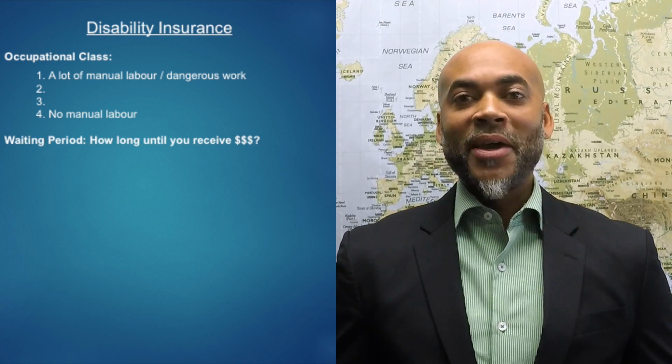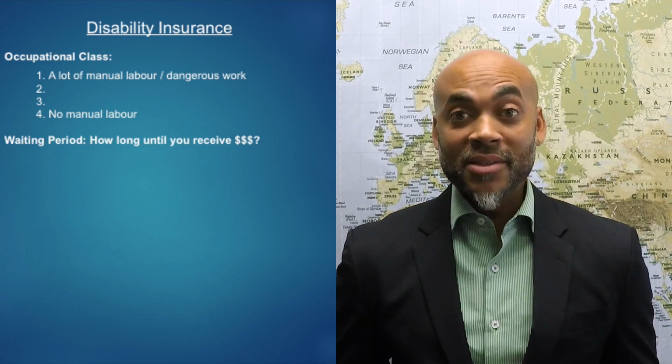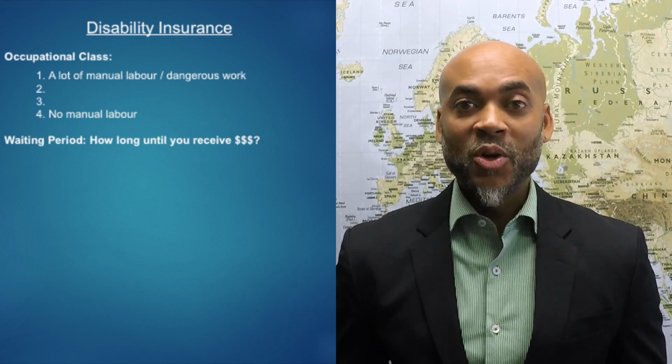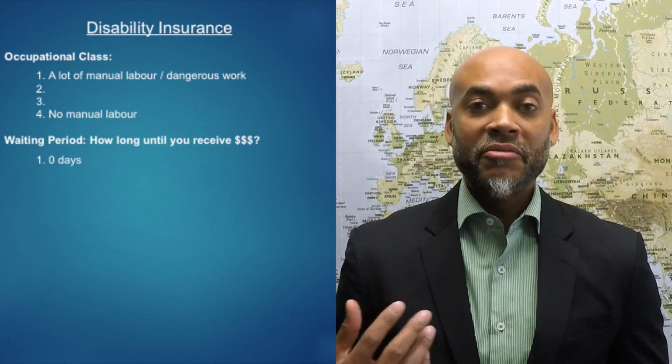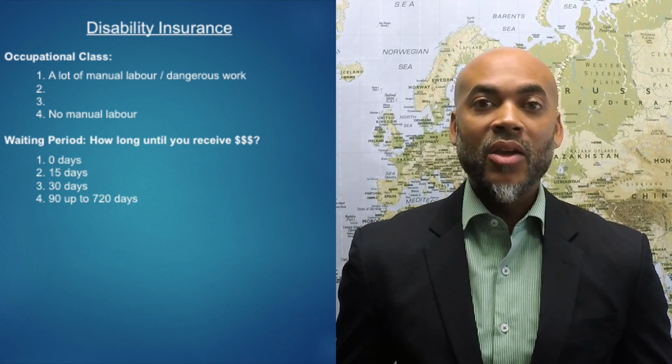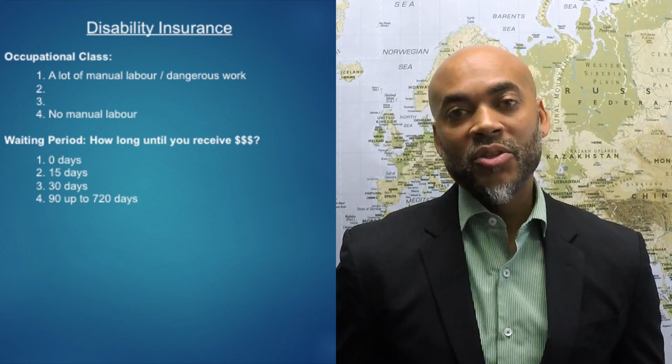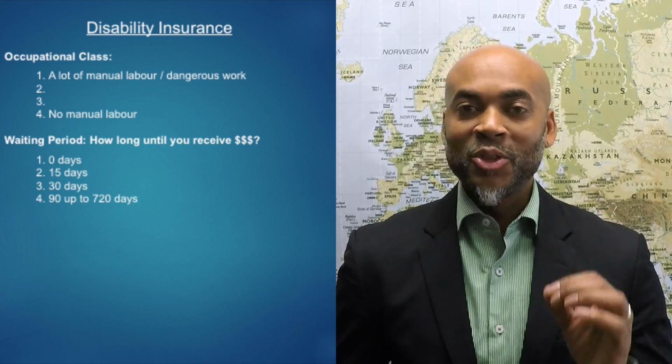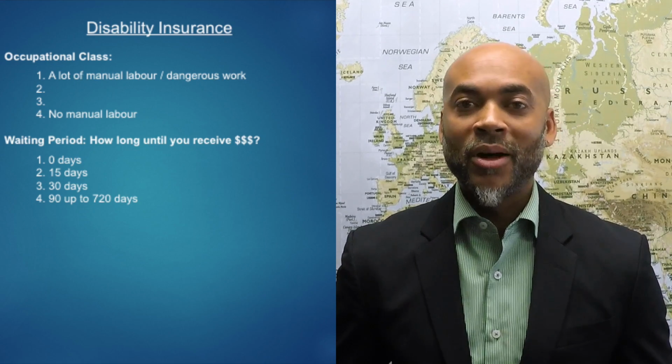The next part would be the waiting period. Now this is pretty important because it's when do you get your money. So you can wait either 0 days, 15 days, 30, 90, all the way up to 720 days. Now, of course, the shorter the waiting period, the more costly the policy is going to be.